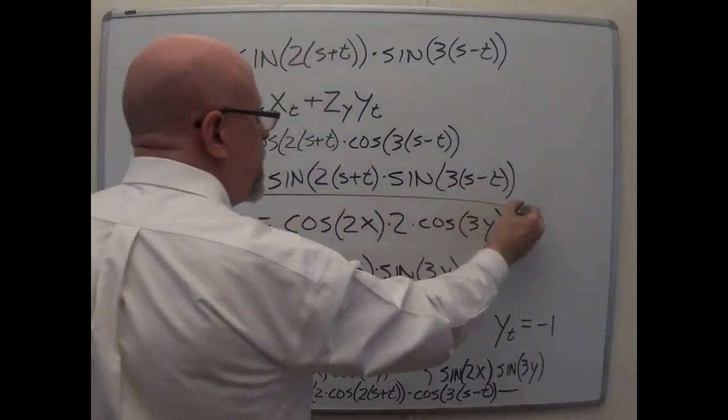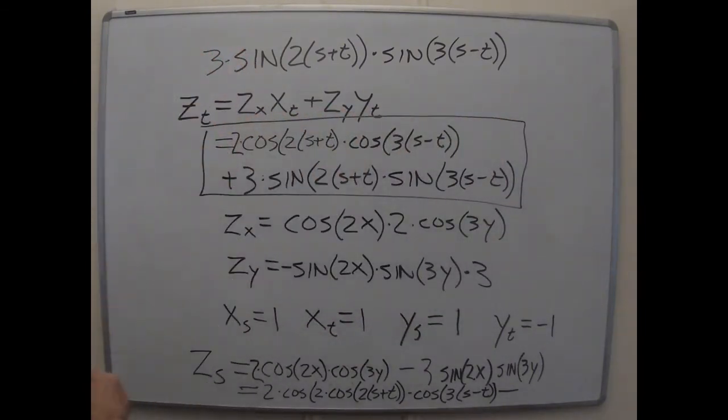So there's Z sub t, and unfortunately Z sub s is split across from the bottom up to the top there. Phew. All right. I'll see you later.